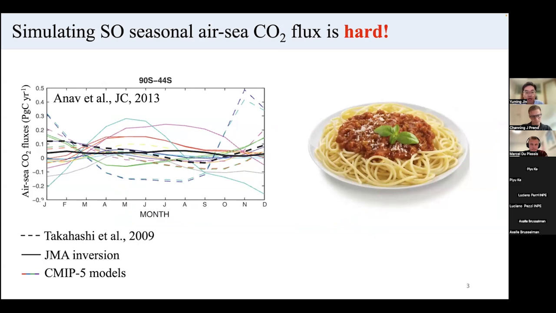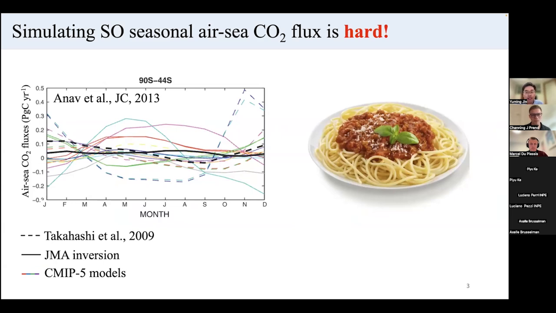I want to start with showing that in Earth system models, it is really hard to simulate seasonal air-sea carbon flux. The left figure here shows a series of seasonal flux estimates from CMIP5 models. The spaghetti plots clearly show there are really large model spreads. Models do not agree with the phase and the magnitude. And the dashed line gives you an estimate from Takahashi 2009, and the solid line gives you an estimate from inversion, which do not agree with each other and do not agree with models.